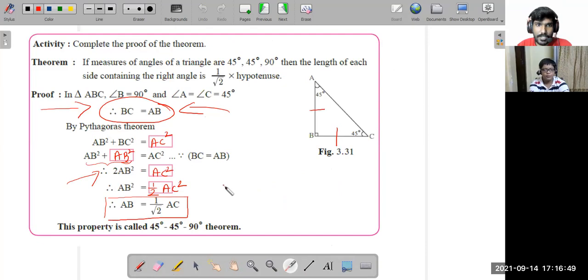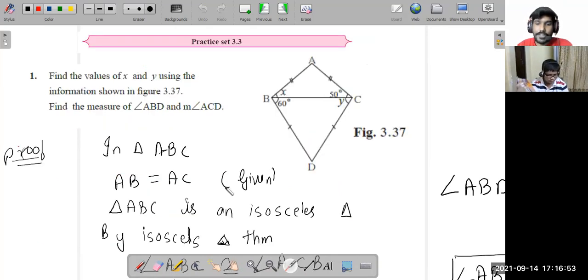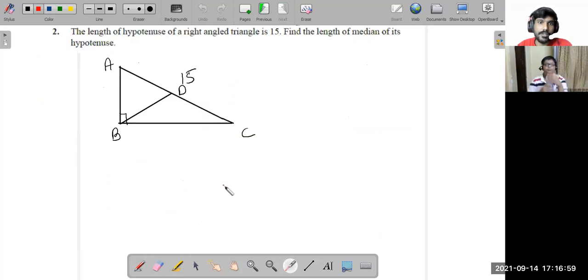Yes. Okay. Proofs are important now. We did first sum, 3.3 first sum. So we'll do the second one. I think I had told you to do the second one. Did you do? No? Okay, we'll discuss it.